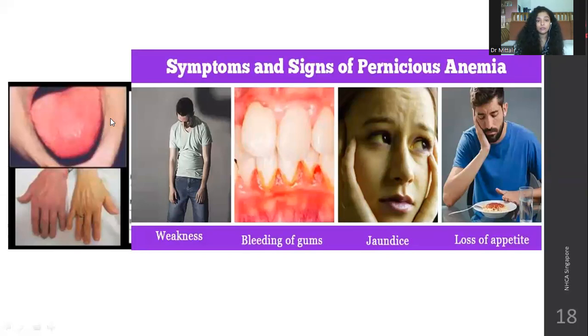Numbness of the limbs, that is not shown on the slide, but it is mentioned in the textbook. Your extremities become numb. Again, paresthesia. You see the same symptoms repeating over and over again. Coldness, difficulty in walking, that is the gait problem, balance problem.